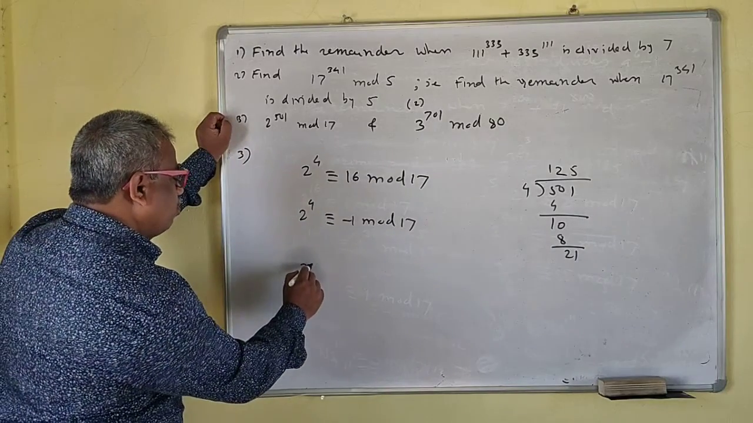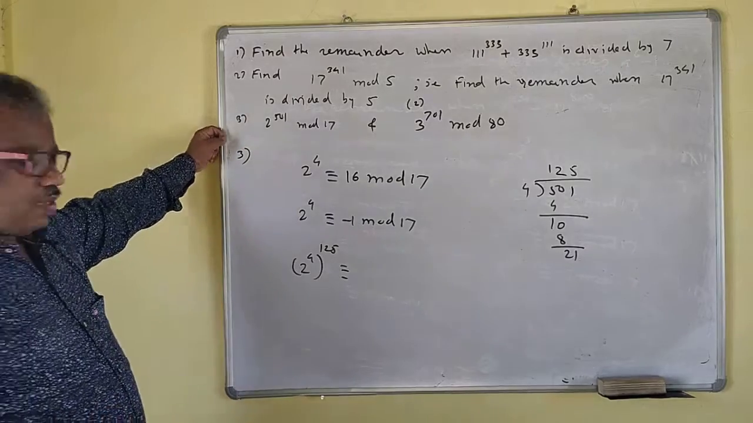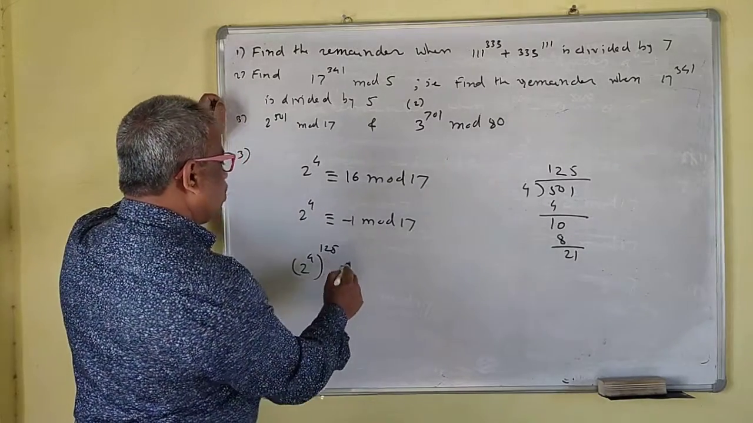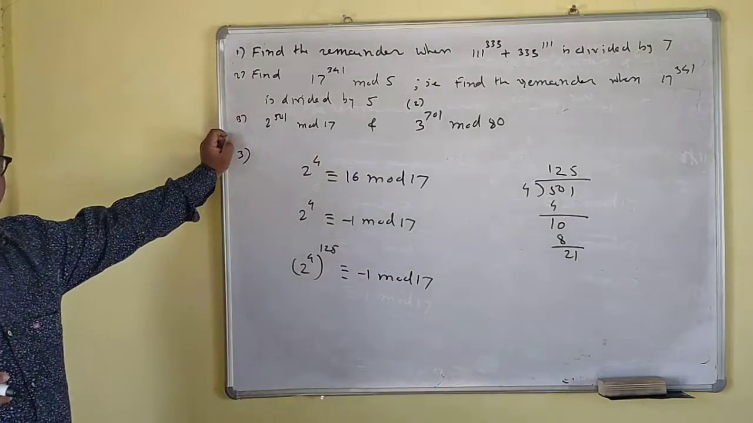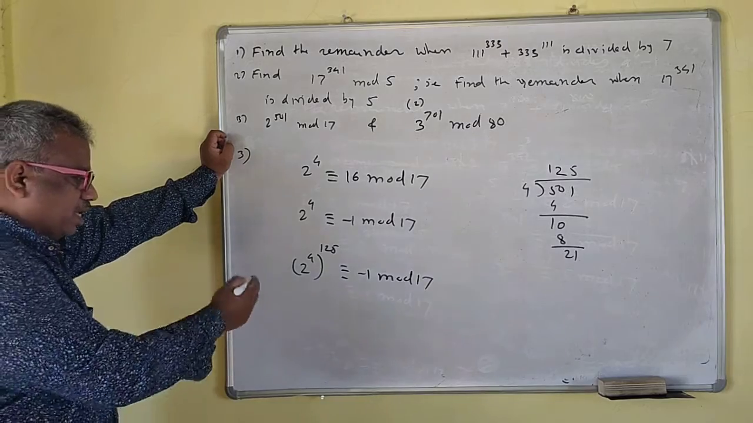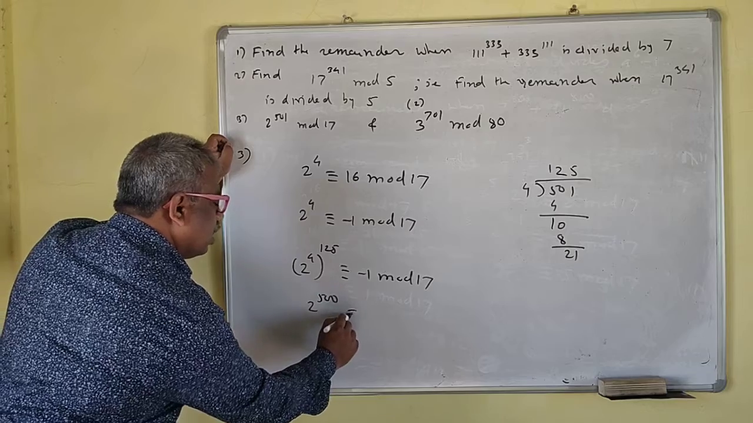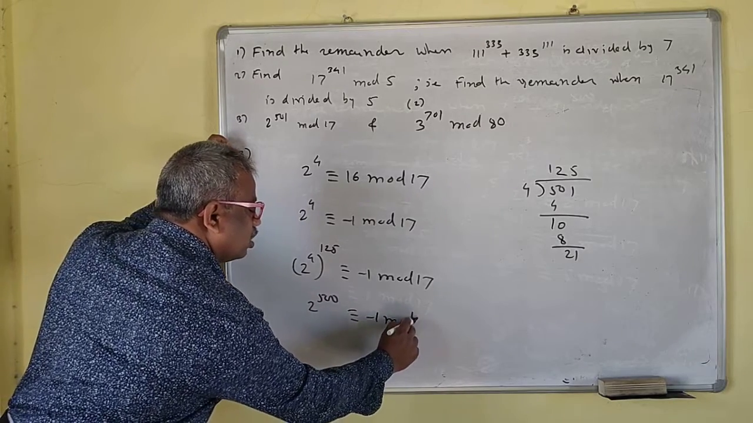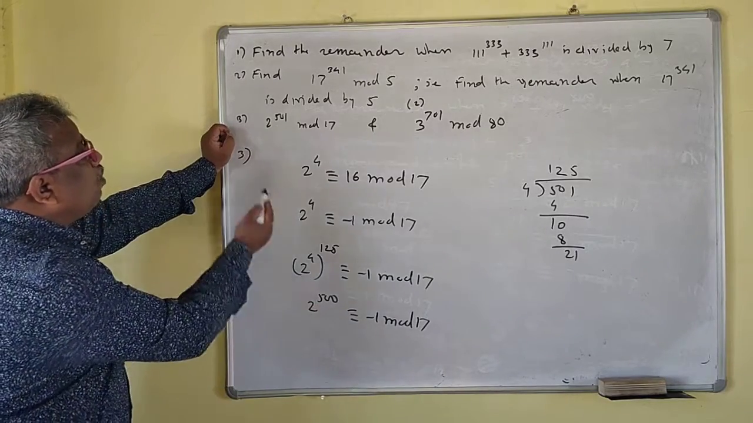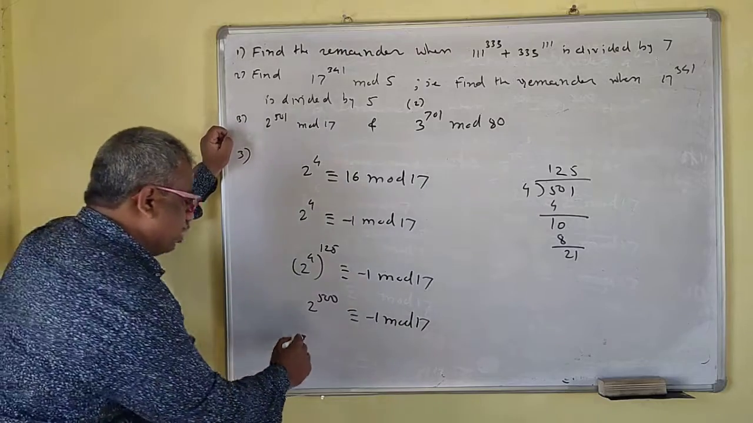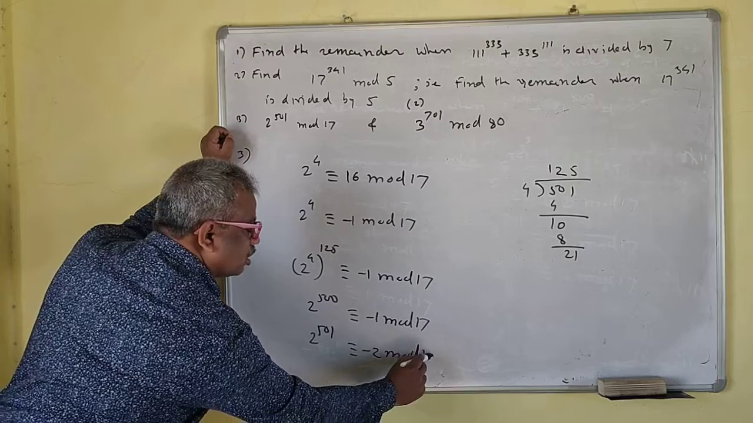So I will take minus 1 raised to 125. Minus 1 to the power 125 is minus 1, mod 17. So this is 500 then. This is 2 raised to 500 is congruent to minus 1 mod 17. This is very easy instead of the Fermat theorem. Now I want 501, so just multiply by 2. So 2 raised to 501 is congruent to minus 2 mod 17.